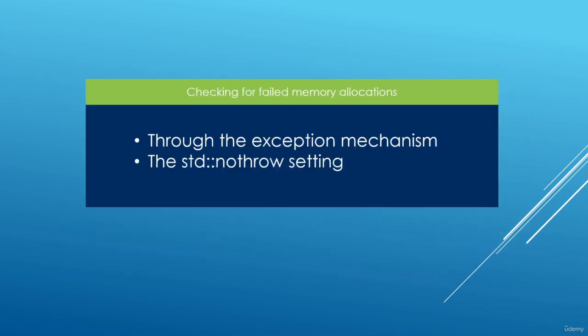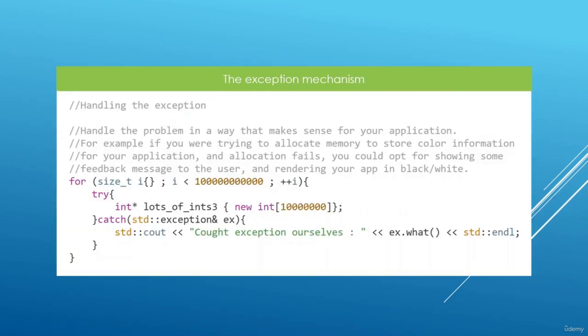And we have two ways we can handle this problem. We can go through the exception mechanism. This is a built-in way we have in C++ to check for errors and handle them. We can also use the std::nothrow setting in our new operator and force it not to throw an exception, and it's going to give us a null pointer if the allocation fails. I know this might sound cryptic right now, but we're going to see an example shortly and you're going to understand this. Let's look at how we can use the exception mechanism.